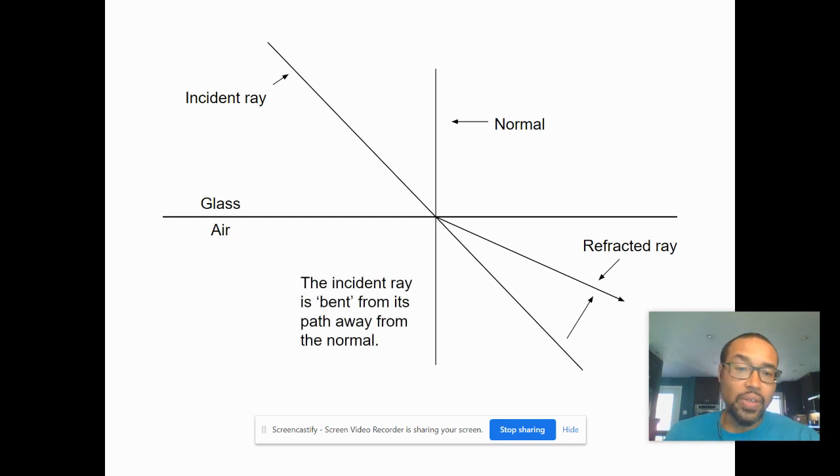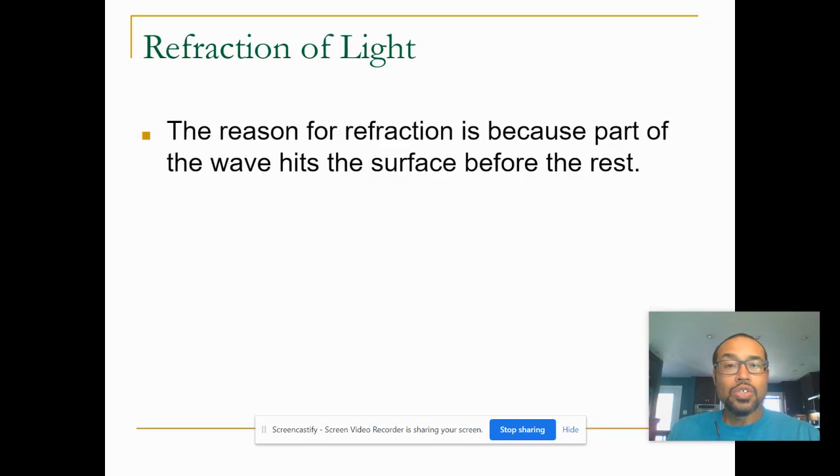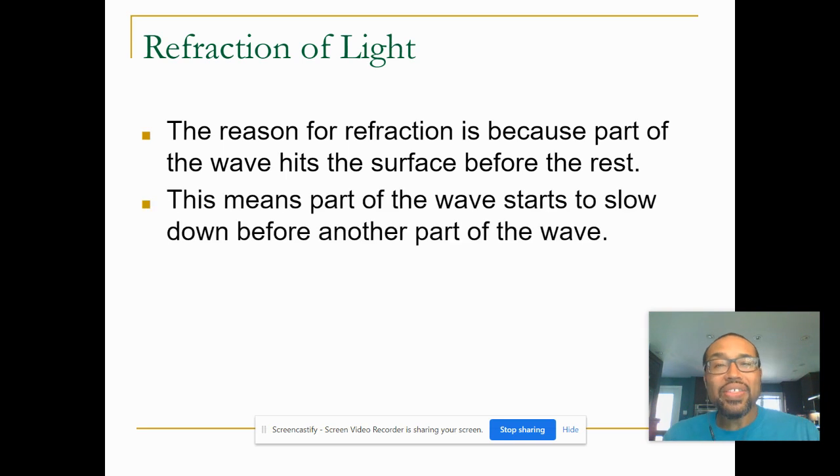So there it is, that refracted ray bending away from the normal. So that happens, if you can imagine, it's tough to imagine since we're dealing with photons that are minuscule, tiny in size. But if you imagine that light wave hitting the surface at an angle, part of that wave hits the surface before the rest of it does.